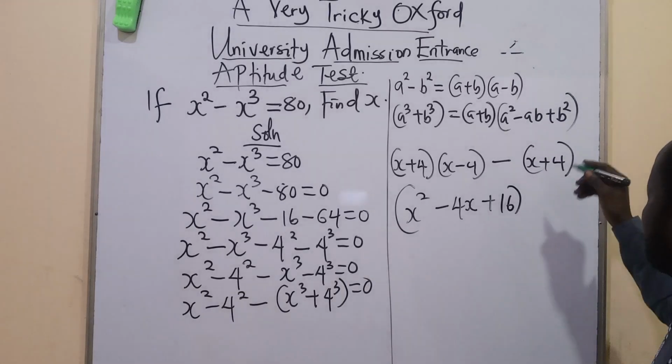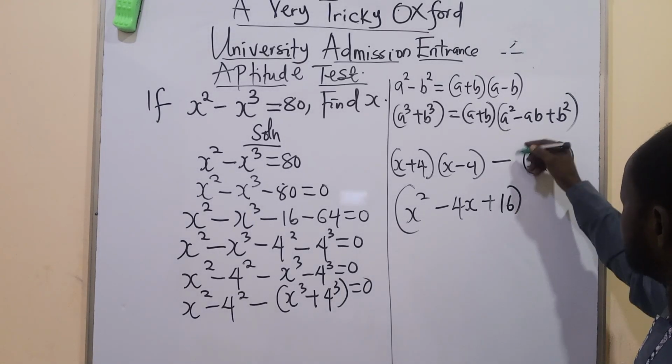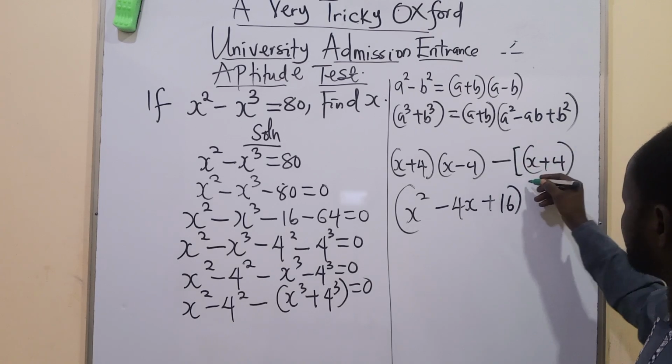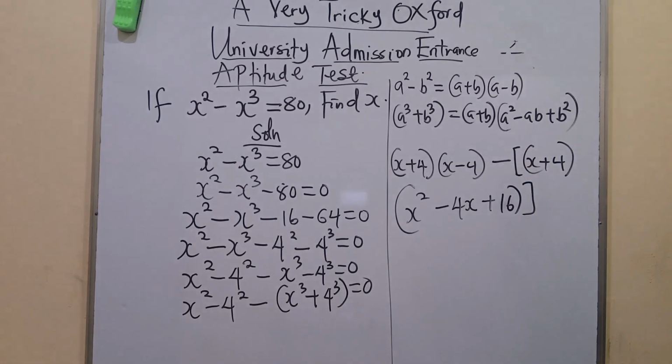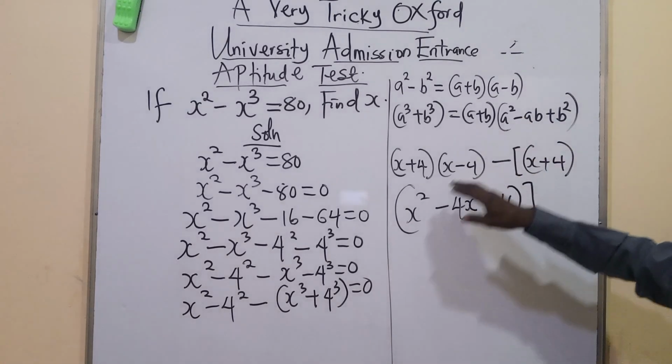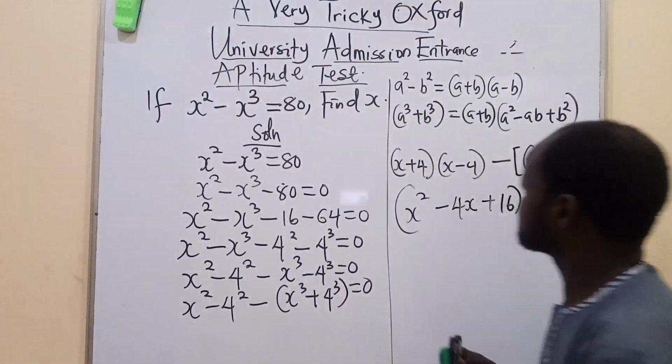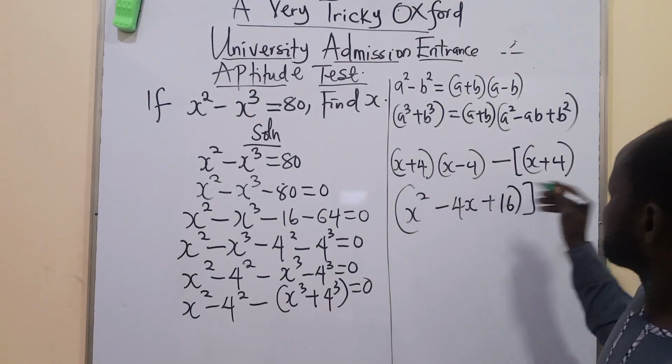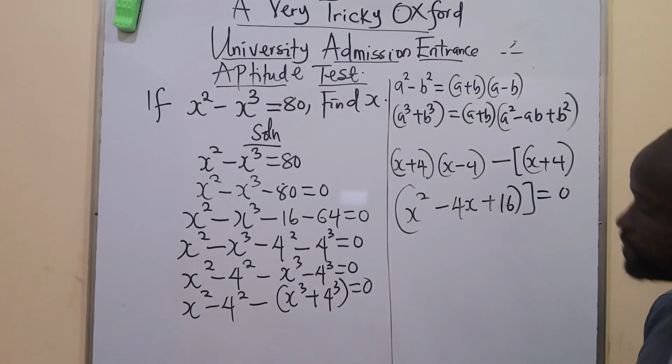Let's look at how this minus is affecting things. Let me introduce a square bracket here, which is very important because this minus in between is affecting everything here, which equals 0.